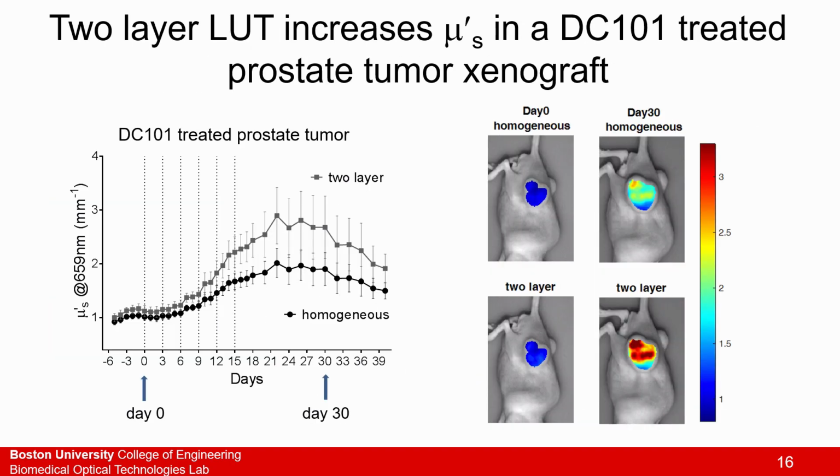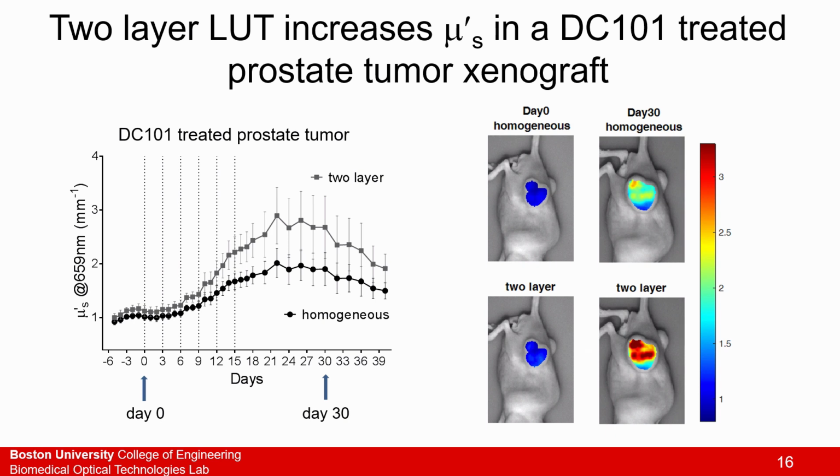In the end, I applied the lookup tables at large scale to longitudinal mouse data. Here is scattering data from a single representative tumor receiving anti-angiogenic DC-11 treatment every 3 days. You can see that over the entire study, the 2-layer lookup table does increase the scattering value, which in turn increases the contrast between the pre- and post-treatment time point.